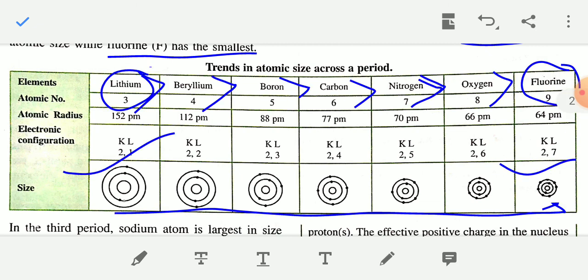Okay, and one thing I want to mention: for group 1 elements to fluorine, chlorine, the group 17 elements, atomic size decreases from group 1 to group 17 across a period, but group 18 elements, that is noble gases, have larger atomic size than group 17 elements. Okay, this is the exceptional case.